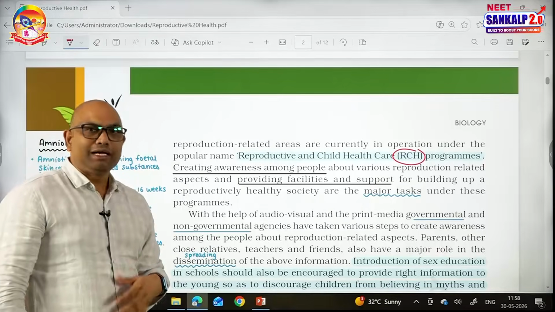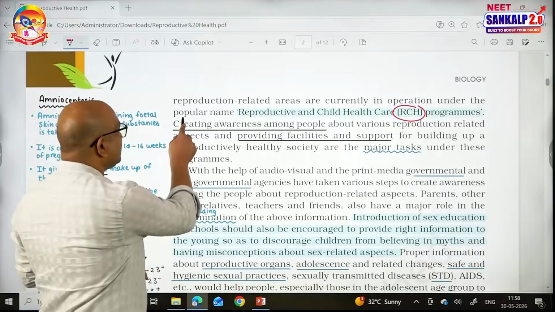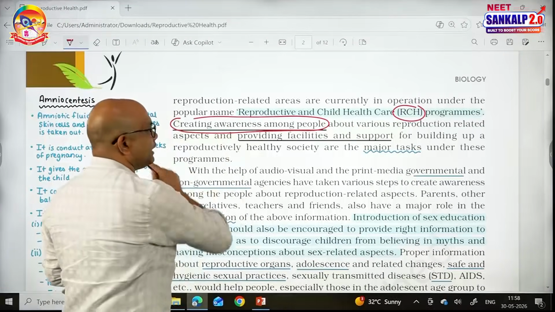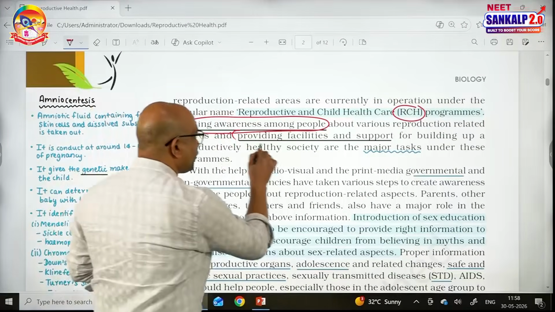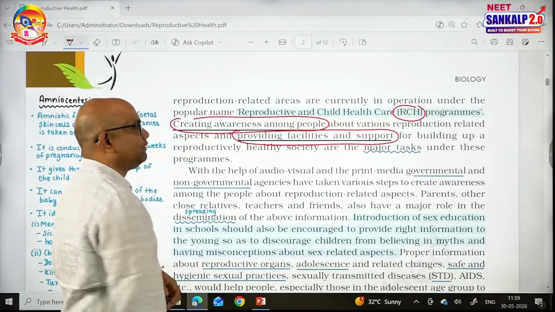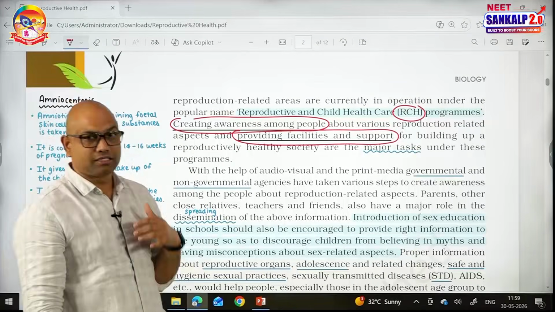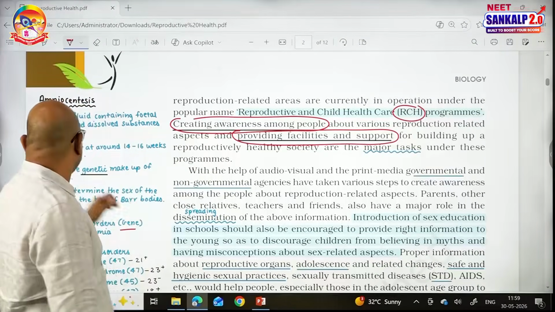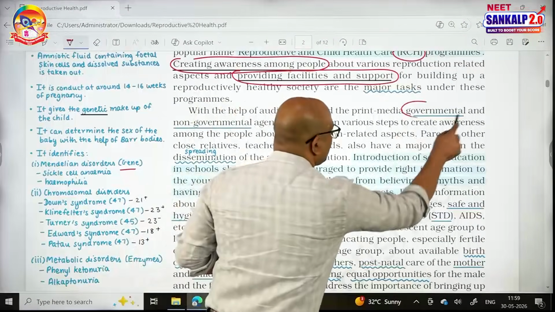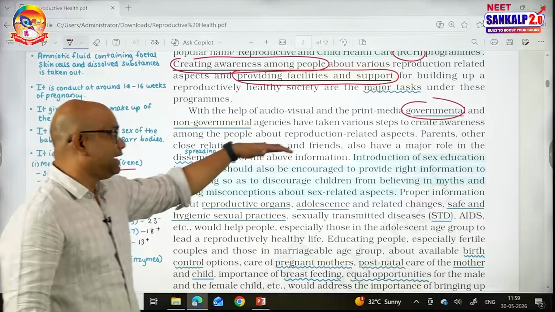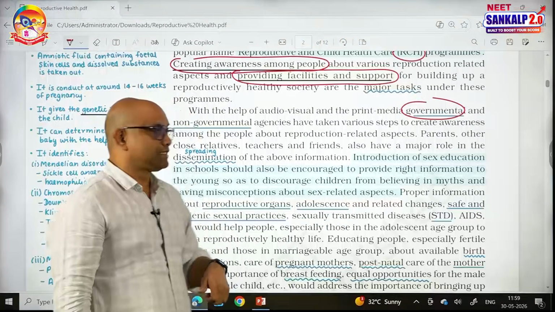So what are the two important objectives of RCH program? The one objective is creating awareness among people about various reproduction related aspects. Second one is providing facilities and support for building up a reproductively healthy society. These are the major tasks under programs like RCH, Reproductive Child Health Care. With the help of audiovisual, print media, the governmental and non-governmental agencies have taken various steps to create awareness among the people about reproduction related aspects.